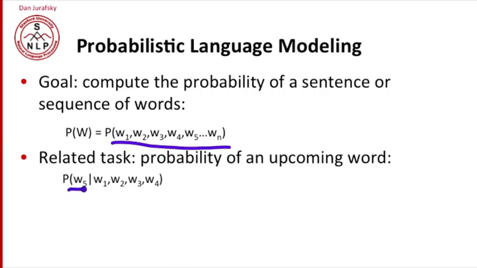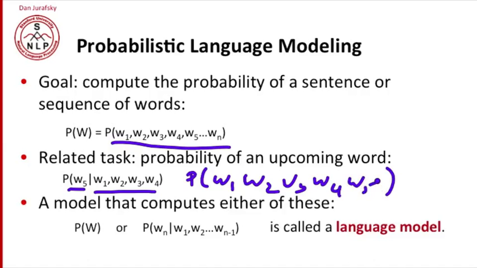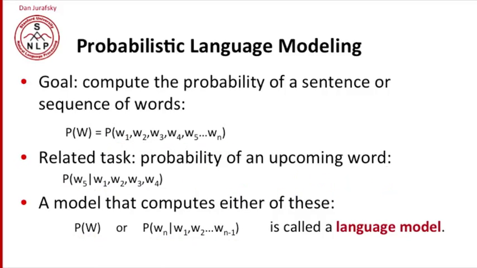So P of W5 given W1 through W4 is very related to the task of computing P of W1, W2, W3, W4, W5. A model that computes either of these things, either P of W, capital W, meaning a string, the joint probability of the whole string, or the conditional probability of the last word given the previous words, we call that a language model.